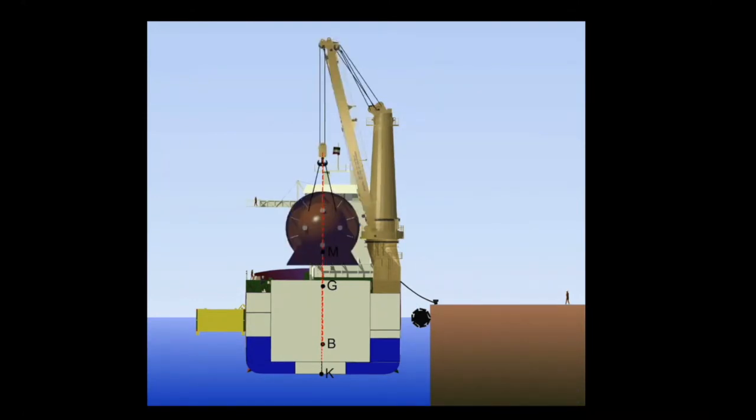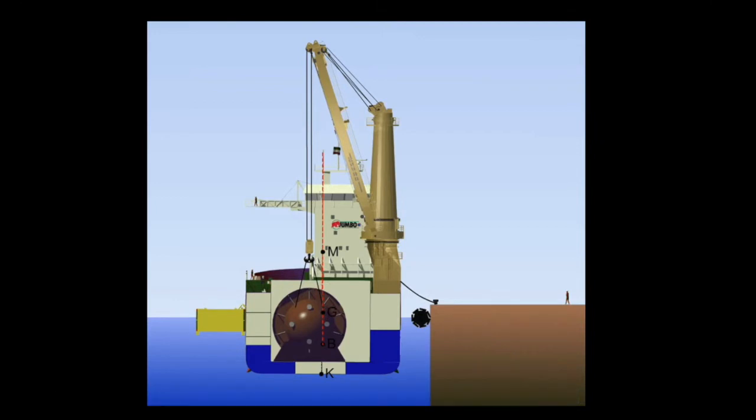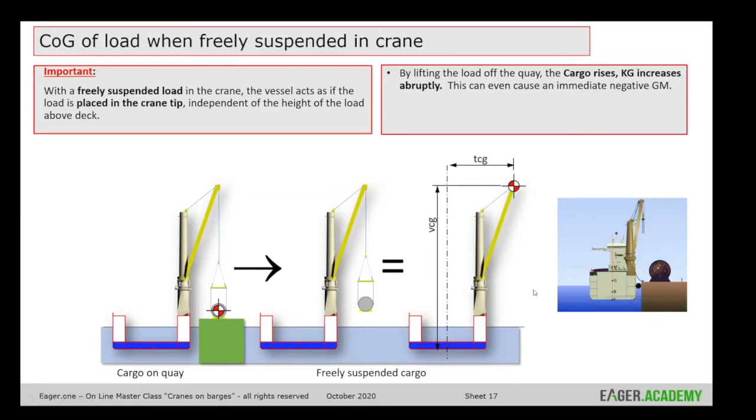What you see now is it's being lowered in the hold, and as soon as it's put down in the hold, the center of gravity gets back to the position of the center of gravity of the load. Now, this is one of the issues we want to pay attention to. Again, as soon as we have a load hanging in a crane, being suspended, make sure that the calculation is made with the center of gravity placed in the tip of the crane. And that's really important.